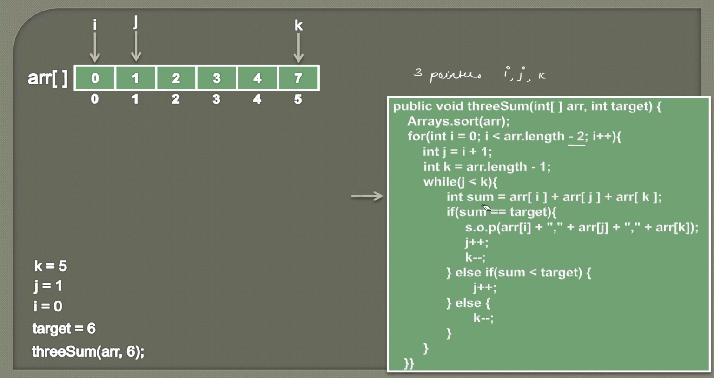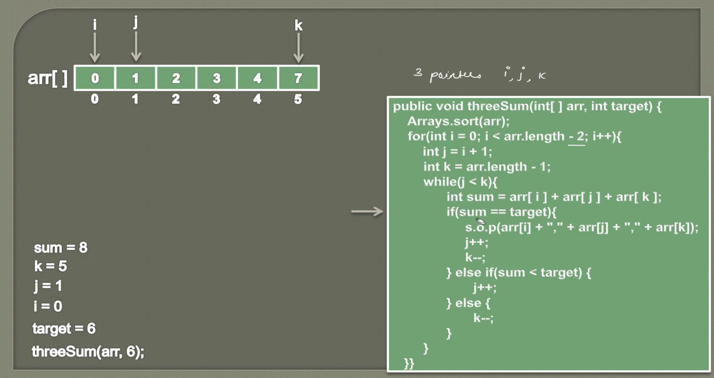In the first step, what we are doing is calculating the sum of the array at the ith index, at the jth index, and at the kth index, because we need to find the triplets. So i, j and k will provide us that triplet. When we do the sum of 0, 1 and 7, we get 8. So sum will become 8.